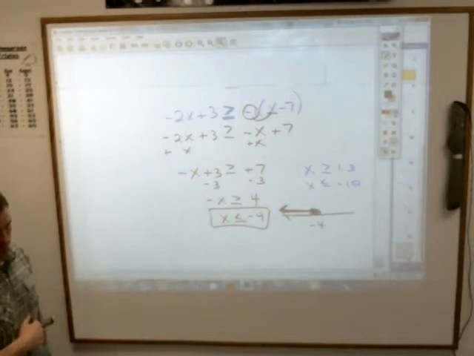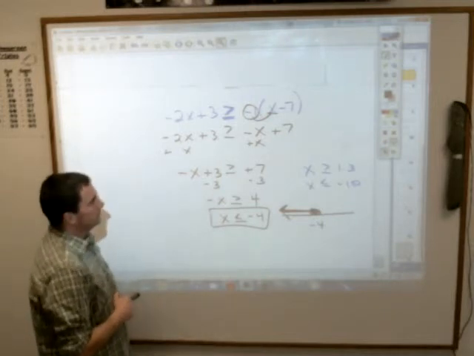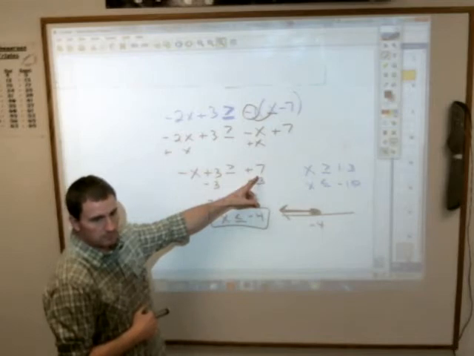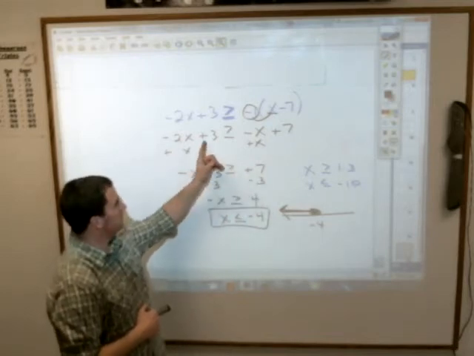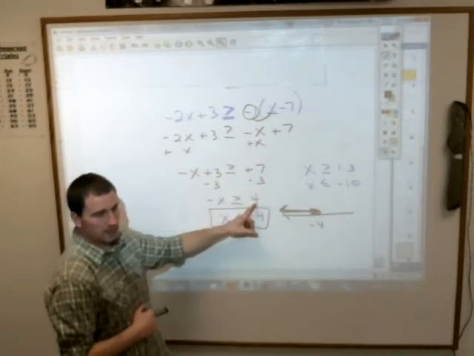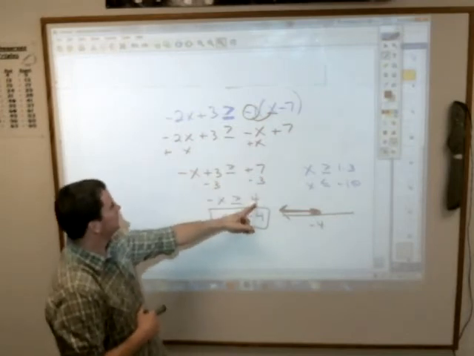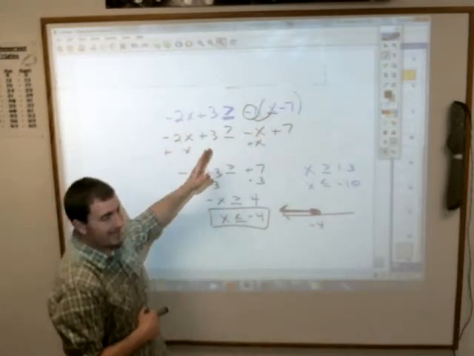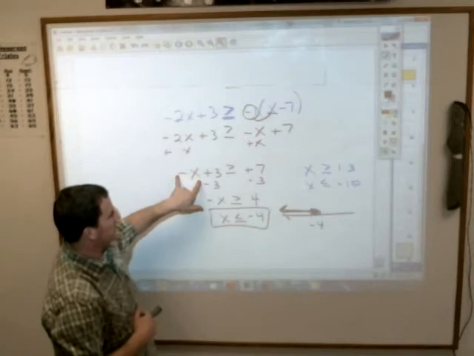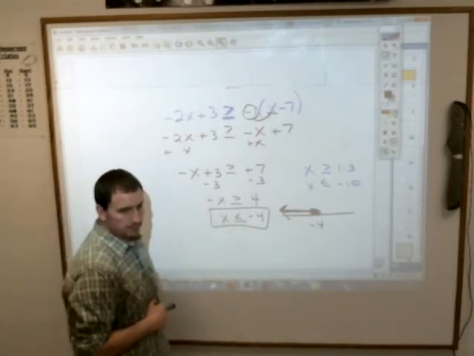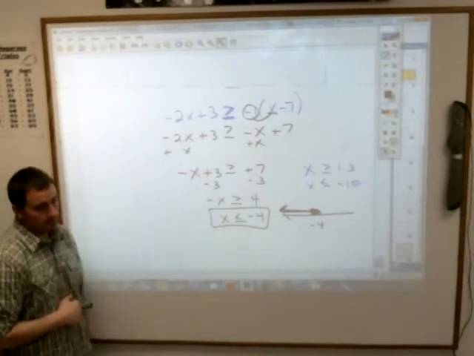Emma Price? I subtract 3 to move it over here. Subtract 3, I get nothing. Subtract 3, I get 4. Okay, I had a negative 2x, but I added this x because to go to the other side you add. That gives me a minus 1x, or just a minus x, and then change the sign, change the sign, change the sign.